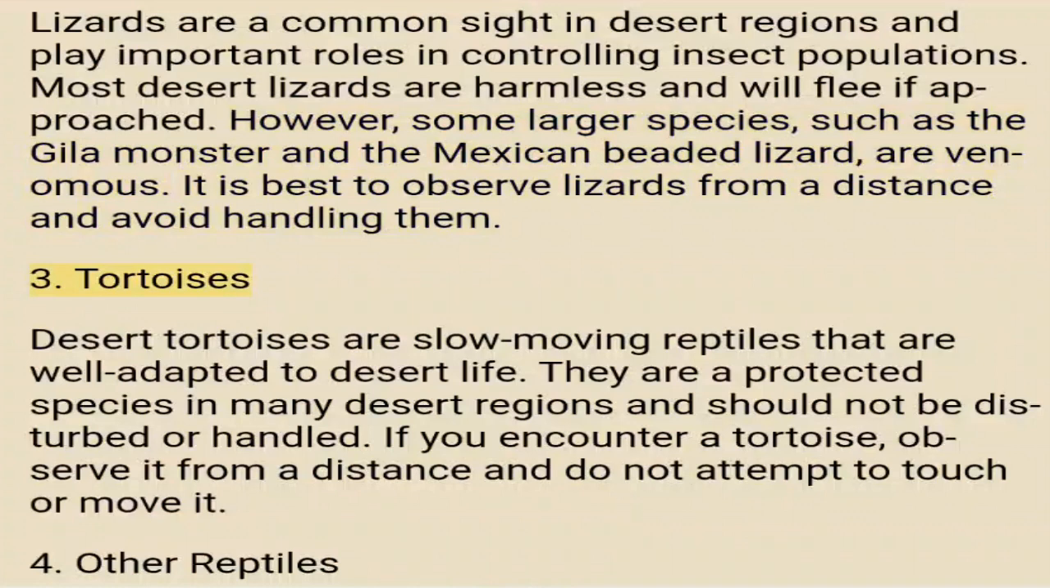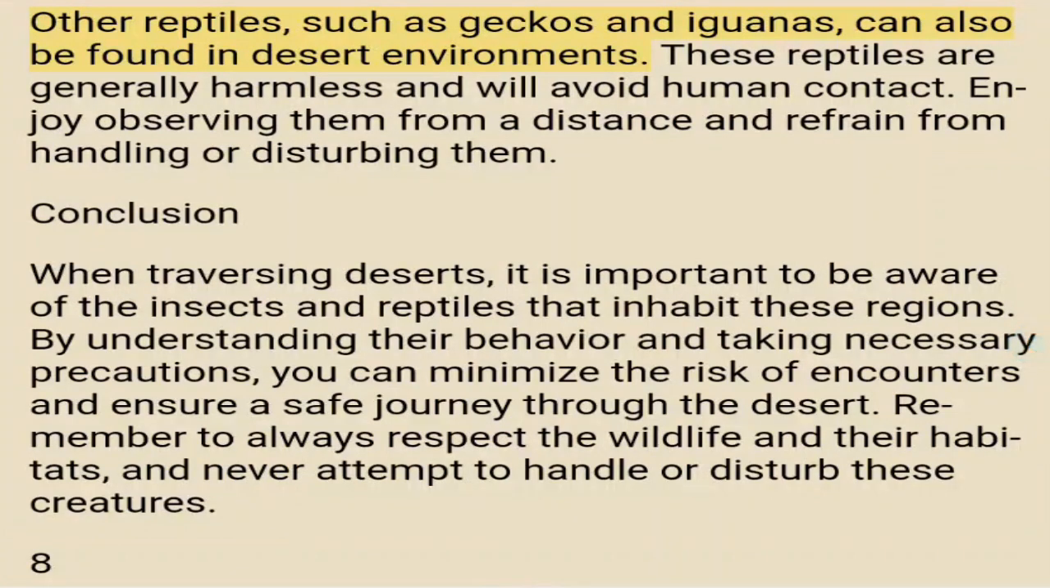3. Tortoises. Desert tortoises are slow-moving reptiles that are well adapted to desert life. They are a protected species in many desert regions and should not be disturbed or handled. If you encounter a tortoise, observe it from a distance and do not attempt to touch or move it. 4. Other reptiles. Other reptiles, such as geckos and iguanas, can also be found in desert environments.